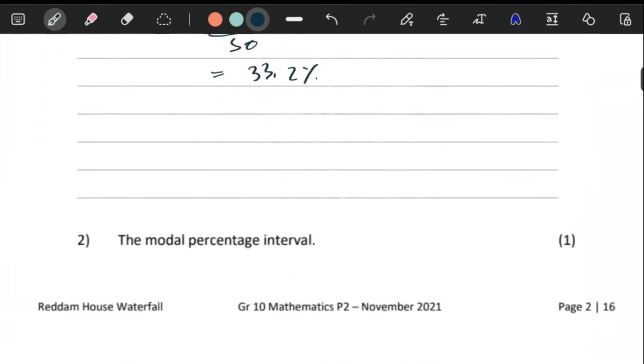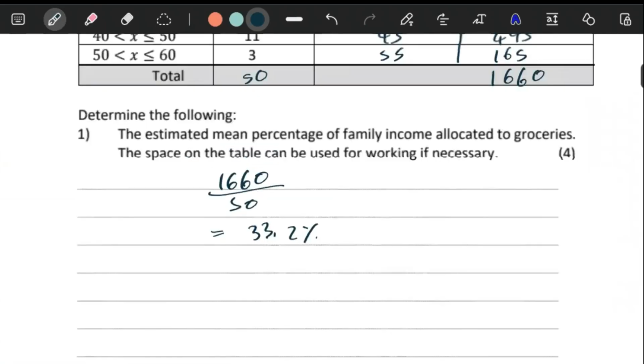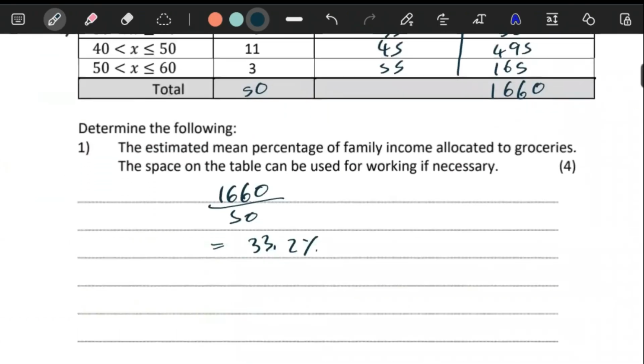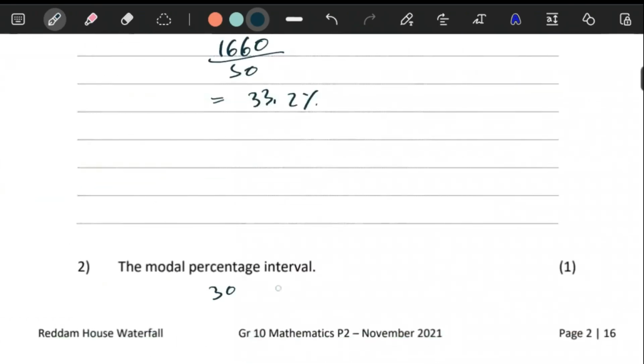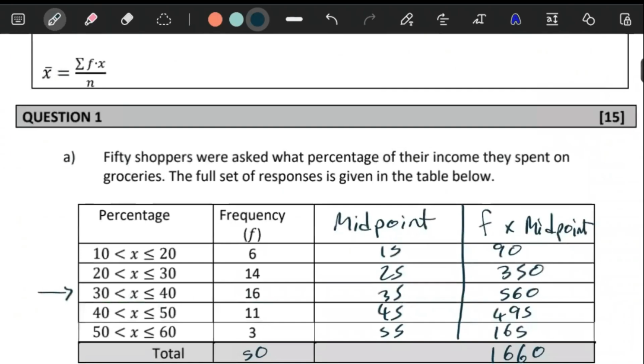To keep things moving, they said, what is the modal percentage interval? So the modal percentage interval is the class where you have the highest frequency. So that's from 30 to 40. So you're going to say here, the x value is going to be bigger than 30, smaller or equal to 40, as we have here. So that's 16.